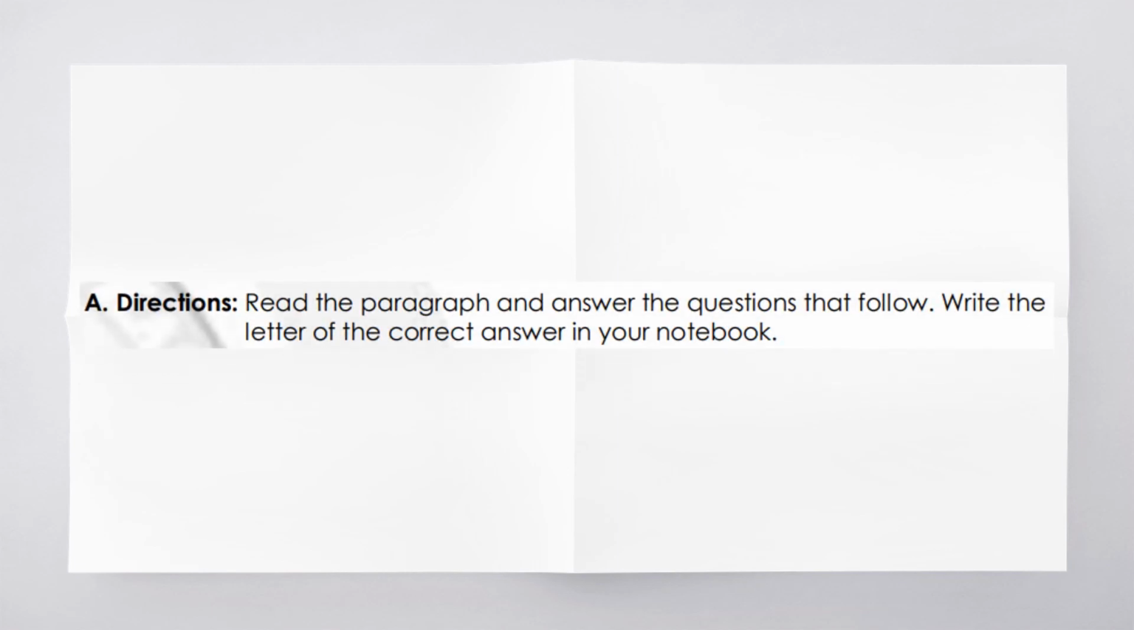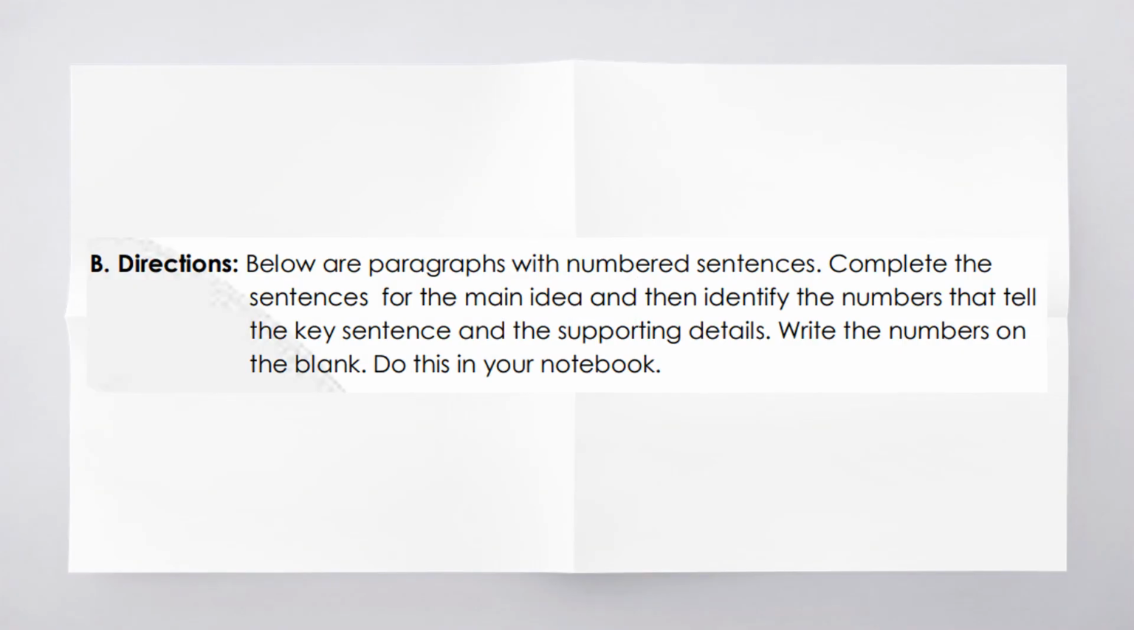For a final learning task, read the paragraph and answer the questions that follow. Write the letter of the correct answers on the space provided. Below are paragraphs with numbered sentences. Complete the sentences for the main idea and then identify the numbers that tell the key sentence and the supporting details. Write the numbers on the blank.